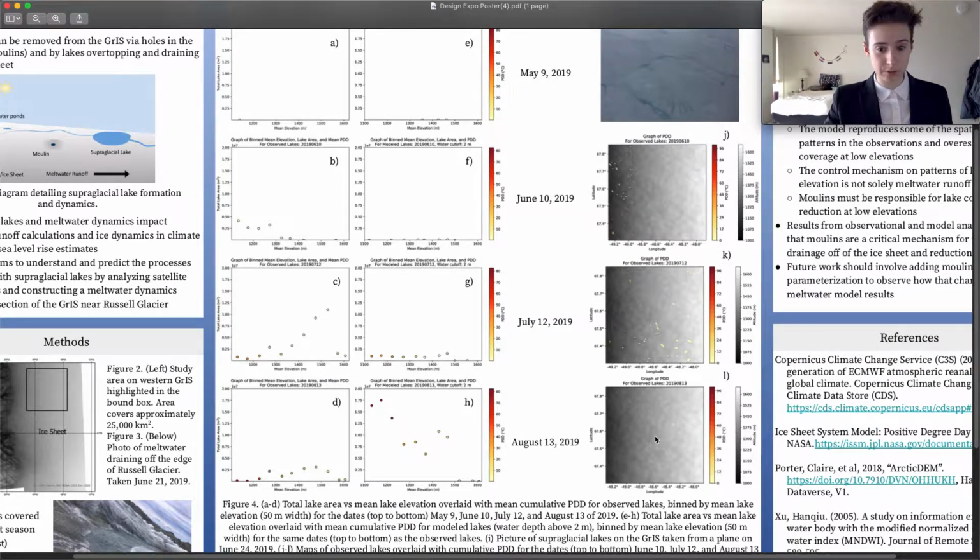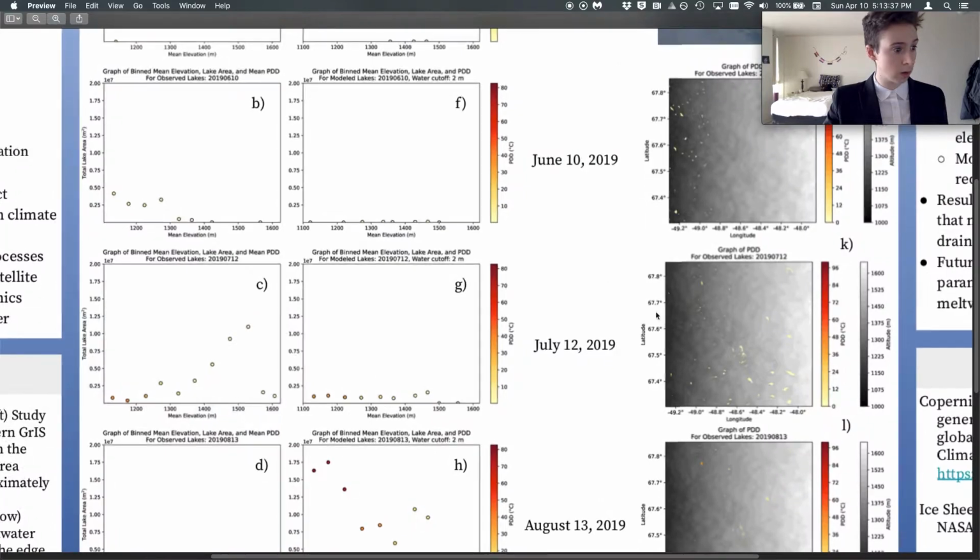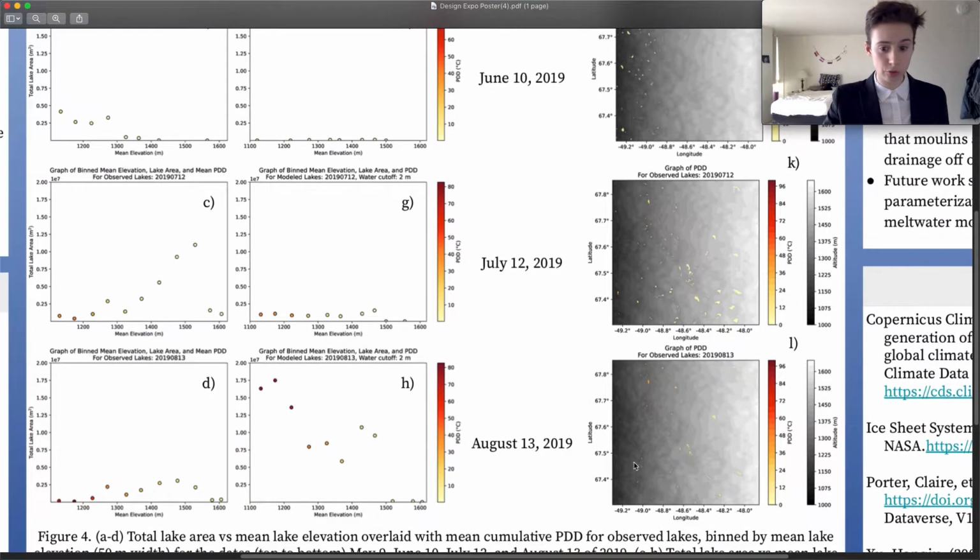Looking at these 3 graphs right here, you can see on the map how lakes form, grow, and shrink or disappear entirely once they grow large enough.